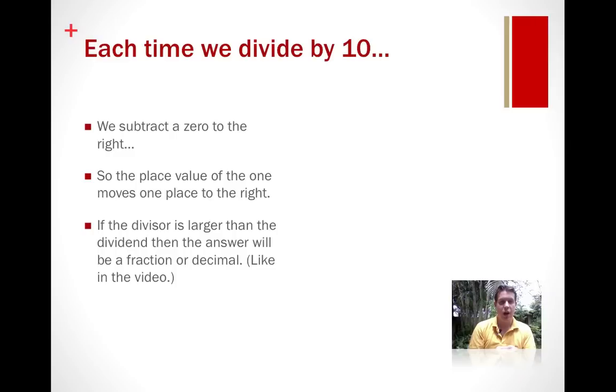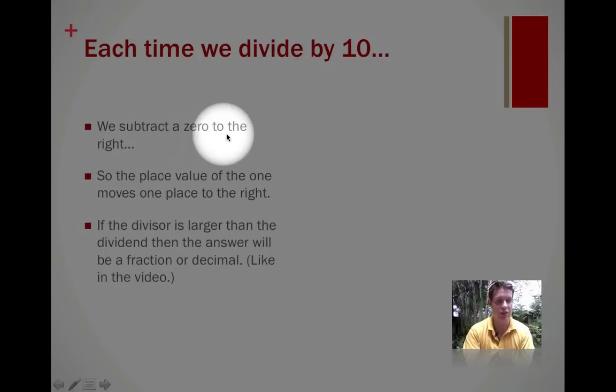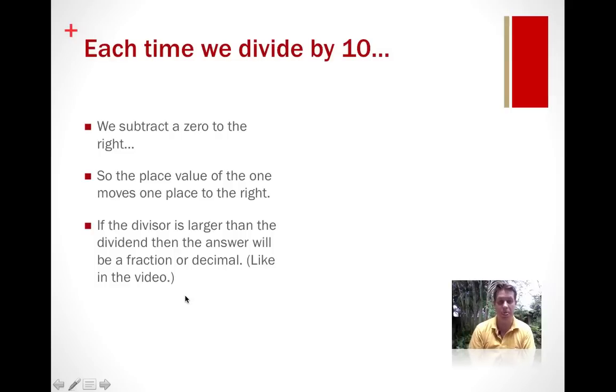So, in the last video we learned that each time we divide, we subtract a 0 to the right, okay? So the place value of the 1 moves one place value to the right, okay? And if the divisor is larger than the dividend, then the answer will be a fraction or decimal, okay? Just like we saw with that Powers of 10 movie, all right?